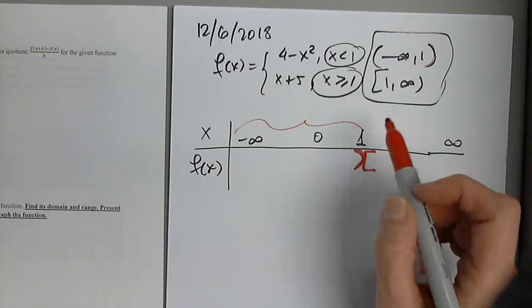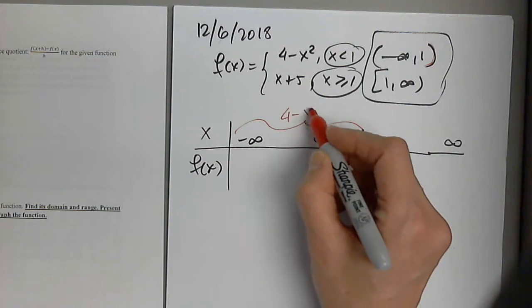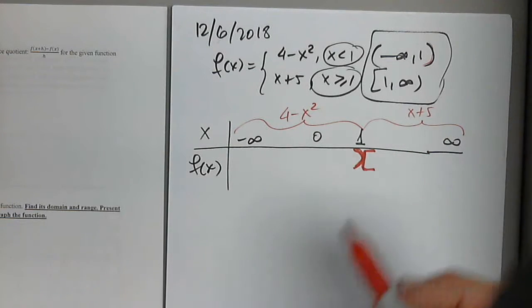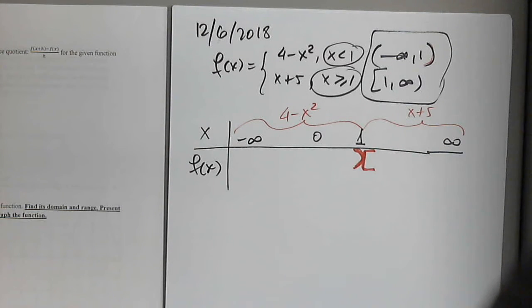So on this interval, from negative infinity to 1, I will be using 4 minus x squared. And of course, on this interval, I will be using x plus 5. The left function is quadratic. The right function is linear.